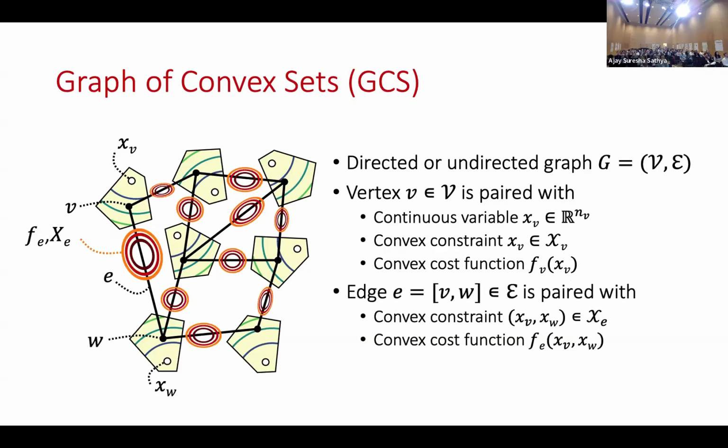Similarly, on every edge of a GCS, if, for example, we have an edge that connects a vertex v to a vertex w, this is going to be paired with convex constraints that relate the continuous variables of vertex v and vertex w, as well as with a convex cost function that, given x_v and x_w, returns the weight of the edge. So this is kind of a nice data structure.